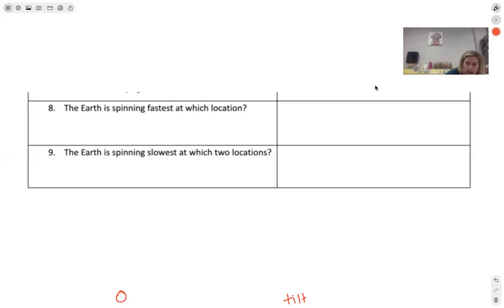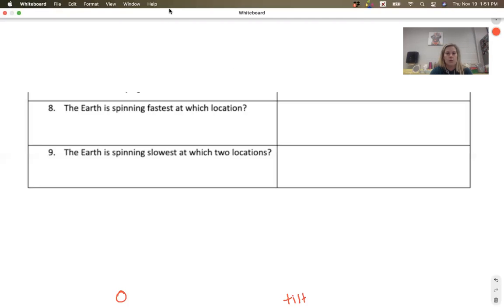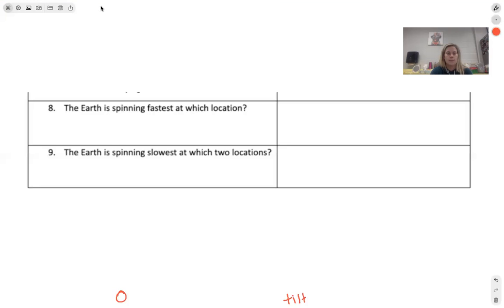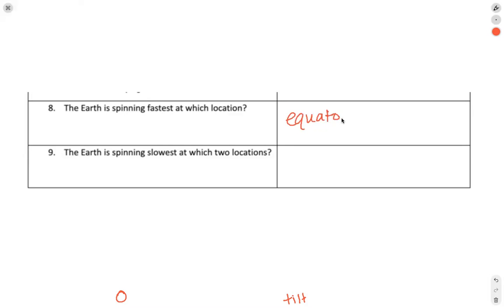Okay, so did that help you understand a little bit of what I'm meaning there? Yes, ma'am. So we are going fastest at the equator and slowest at the poles. Let me clear this out and we'll go to the next section.